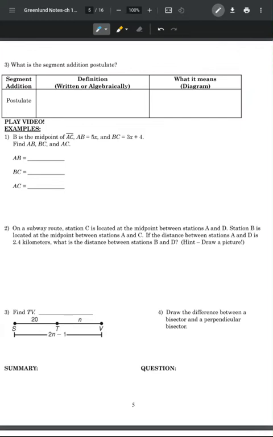So for number one, it says B is the midpoint of segment AC. AB is equal to 5x, and BC is equal to 3x plus 4. And you want to find AB, BC, and AC.